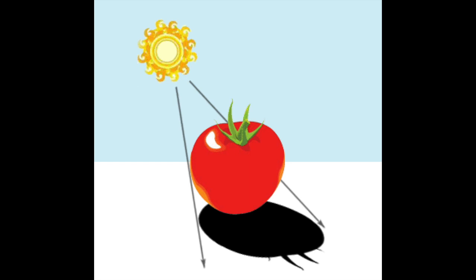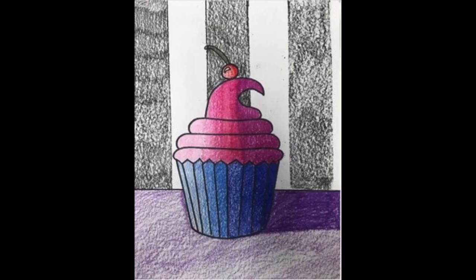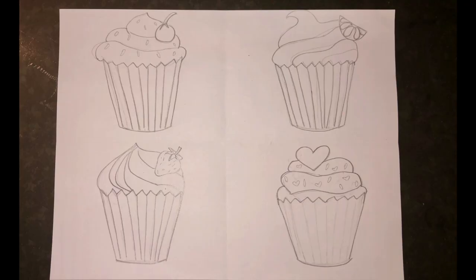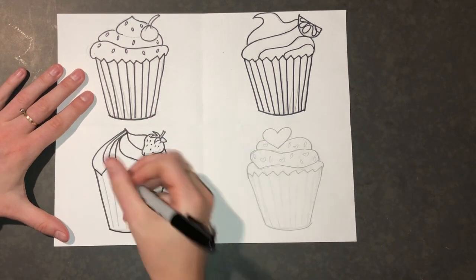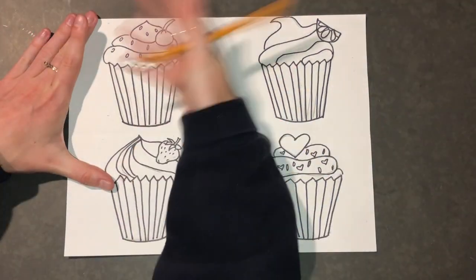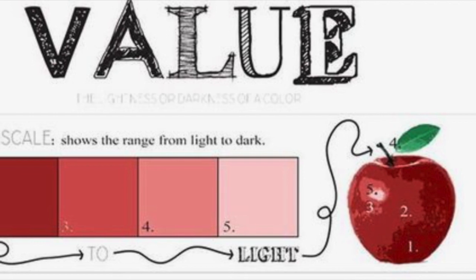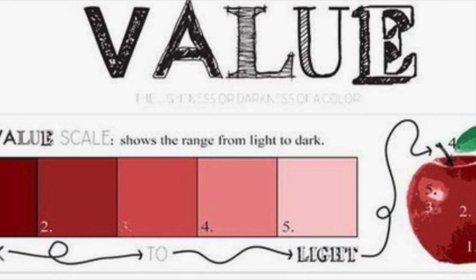So shadows are caused by light. When coloring in your cupcakes today, we're going to focus on value and shadows. Both values and shadows make artwork look realistic and are caused by light. At this point, you should have split your paper into 4 sections and have differently designed cupcakes in each section. 4 cupcakes in total. Your cupcakes should also be inked and all pencil lines should have been erased. Now we're ready to learn how to add value and shadows.